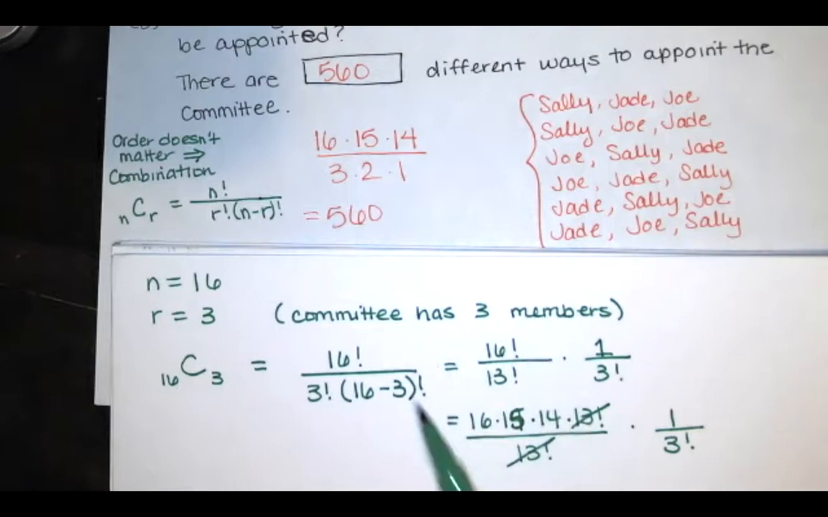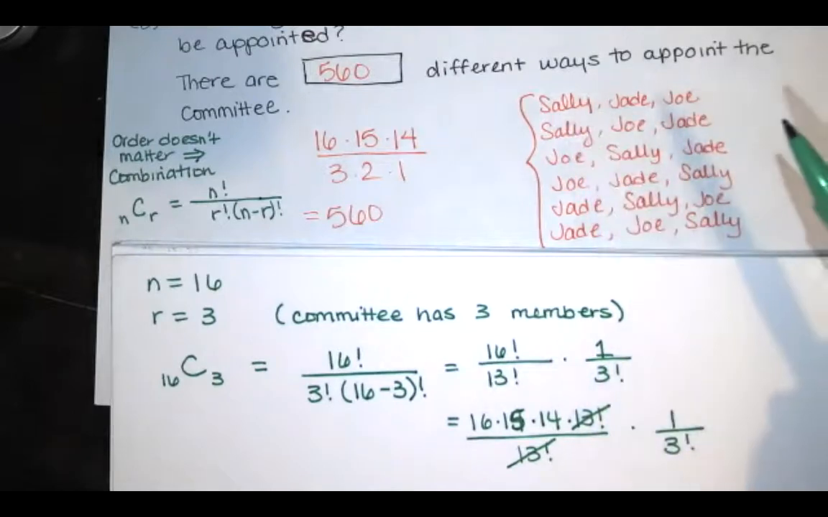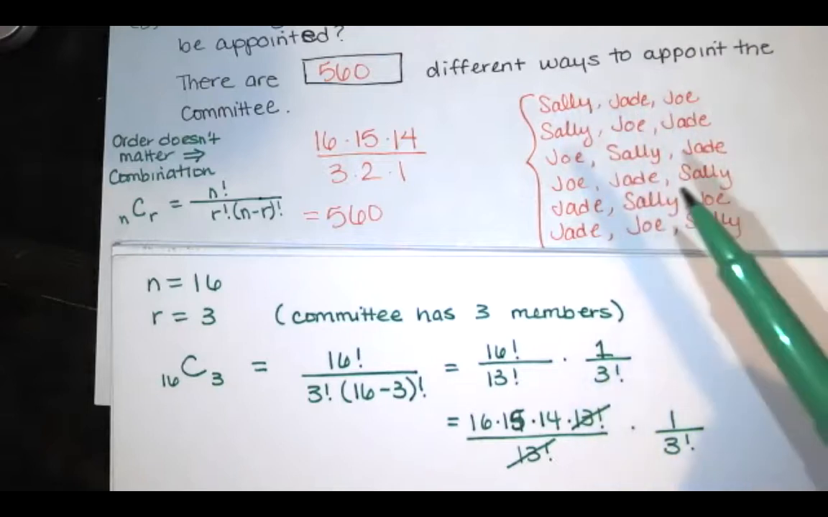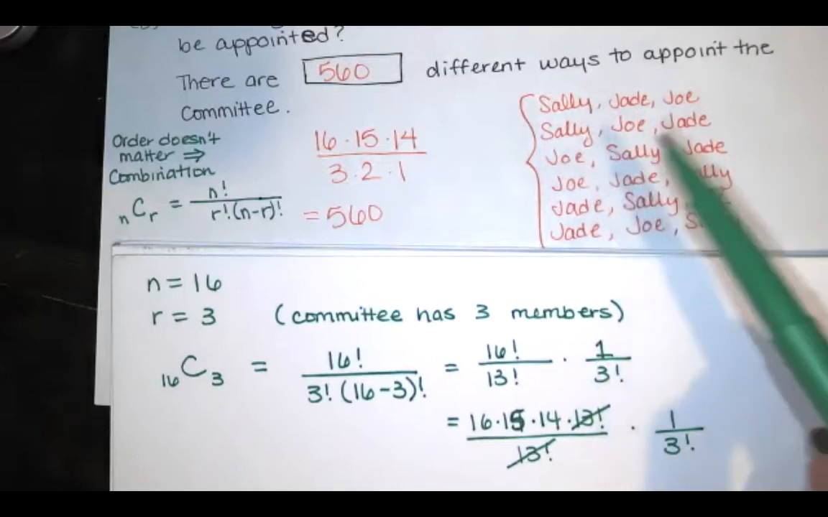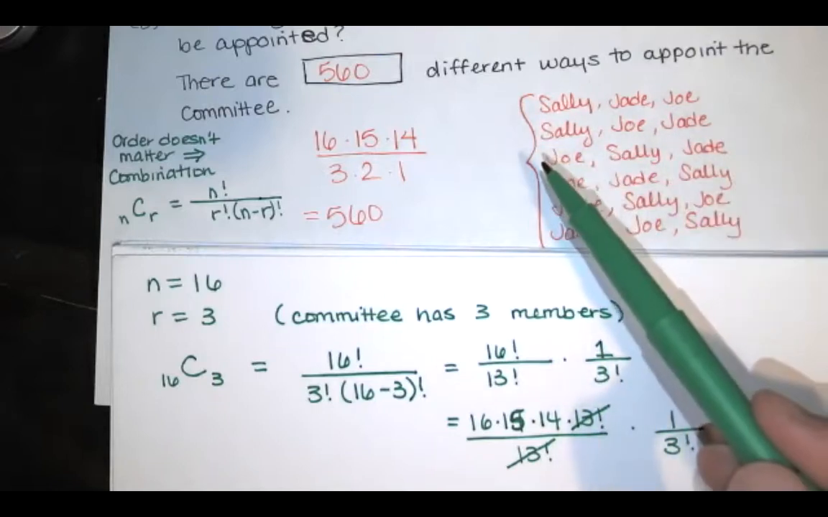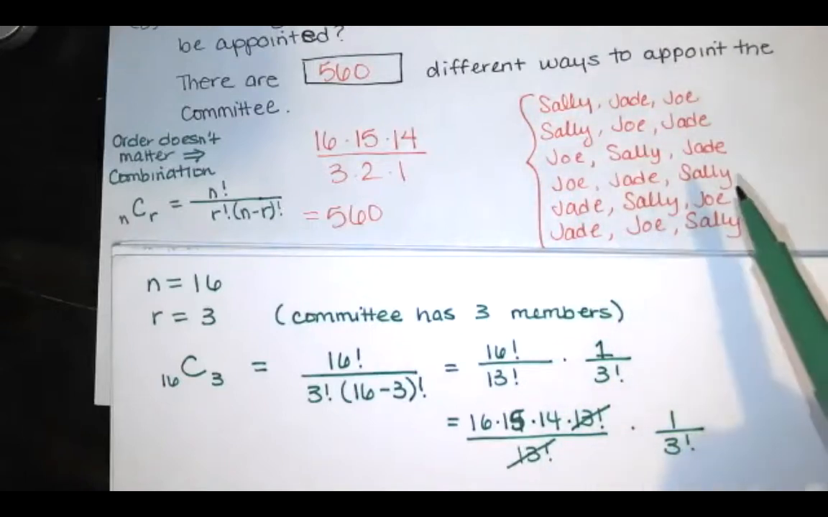That would be a permutation and we're done. So this is the permutation of choosing three people when you've got 16 options. This is assuming that order matters. But then we're saying to ourselves, order doesn't actually matter though. If these are my 3 people on the committee, it doesn't matter if I chose Sally, then Jade, then Joe, or if I chose Sally, then Joe, then Jade. That is considered exactly the same committee as this, and that's considered the same committee as this, and so on. All 6 of these are the same committee.